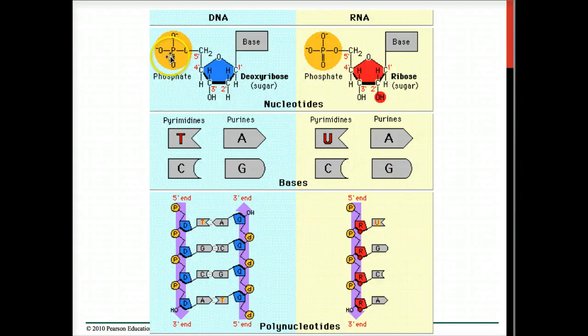They both have phosphates, and they both have nitrogen bases. However, for DNA, it has a thymine base as a pyrimidine. For RNA, it has a uracil base as a pyrimidine. So in DNA, A binds with T, and G always binds with C. But in RNA, A will actually decode as uracil, and G will decode or bind with cytosine.